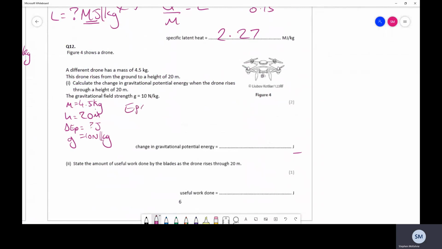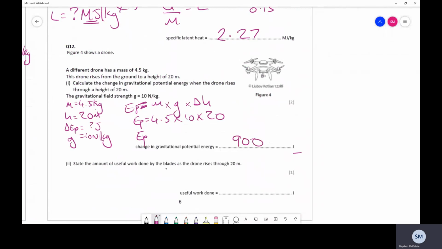EP is equal to m times g times delta h. Oh, what is going on there? Half an hour in, that's why. EP is equal to 4.5 times 10 times 20. Pop that into my calculator: 4.5 times 10 times 20 is 900 joules. That's right. EP is equal to 900 joules.